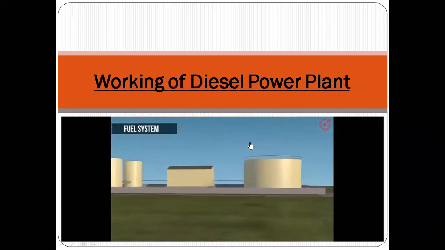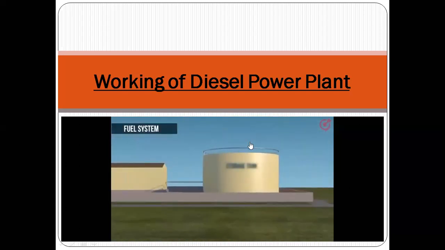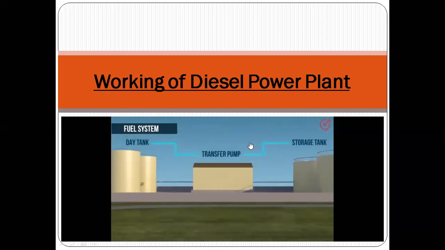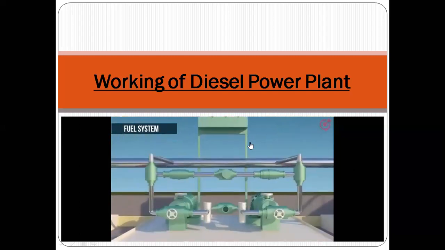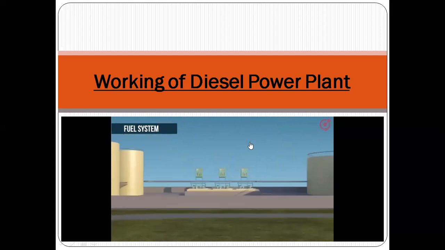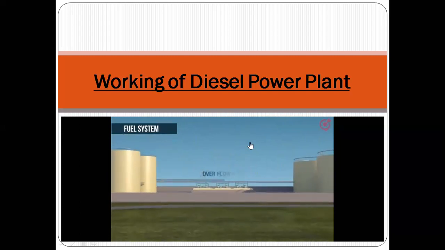Fuel system. The fuel system consists of a storage tank or the main tank to store the fuel. The oil is pumped into the day tank via a transfer pump. During the transfer, oil passes through strainers or filters to remove solid impurities. Another pipe called the overflow pipe is available to connect the day tank to the main tank. It returns the oil from the day tank to the main tank in the event of oil overflow.